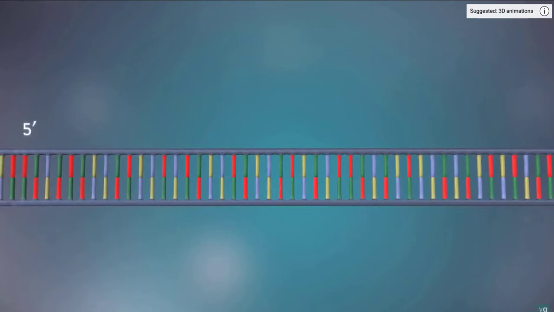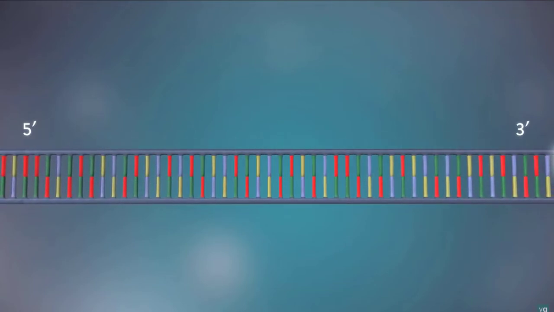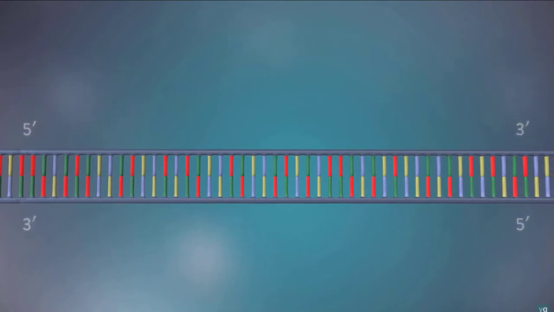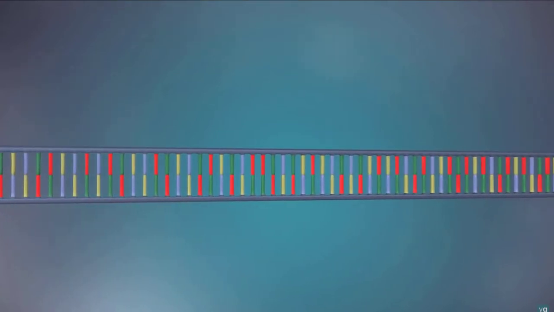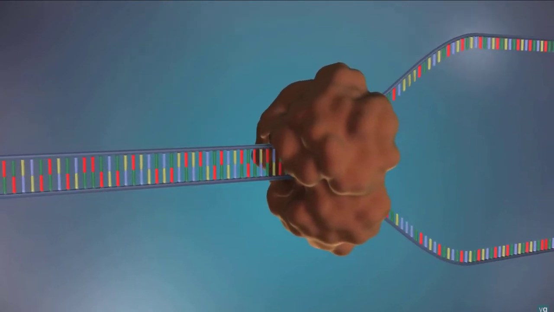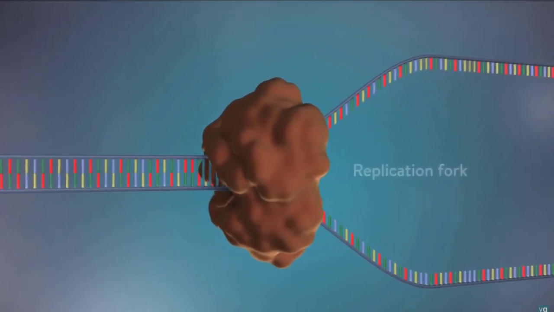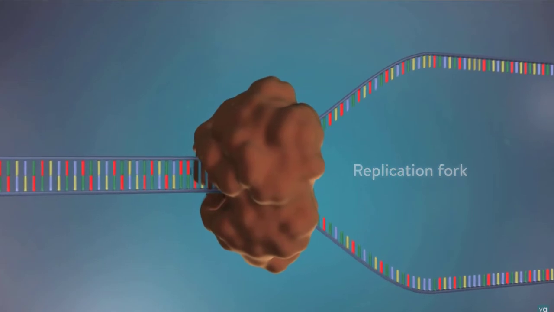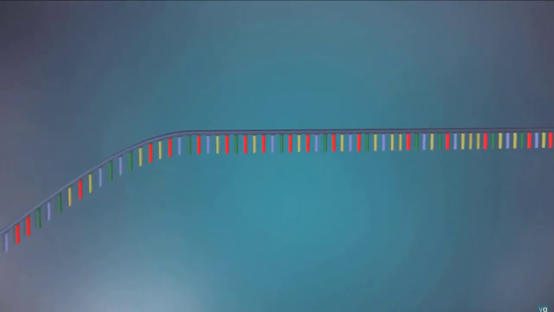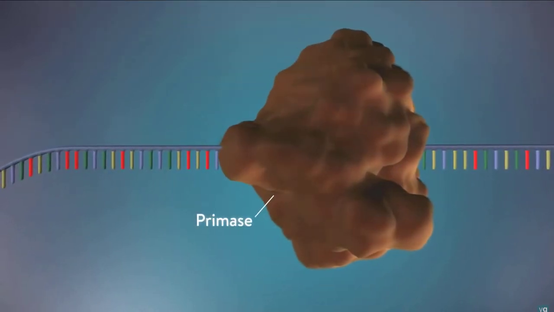Each strand has a 5' end and a 3' end. The 2 strands run in opposite directions. This determines how each strand of DNA is replicated. The first step in DNA replication is to separate the 2 strands. This unzipping is done by an enzyme called helicase and results in the formation of a replication fork. The separated strands each provide a template for creating a new strand of DNA. An enzyme called primase starts the process.